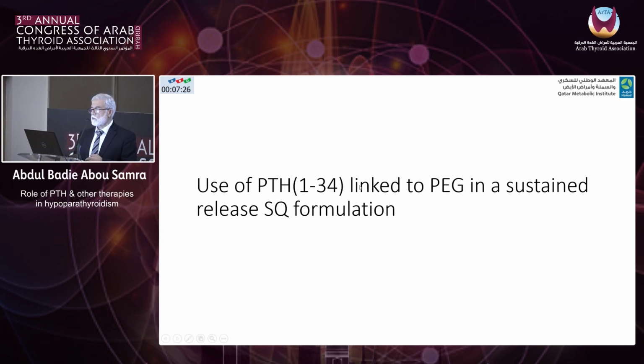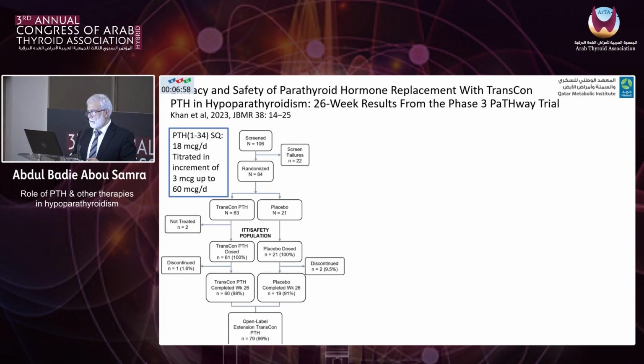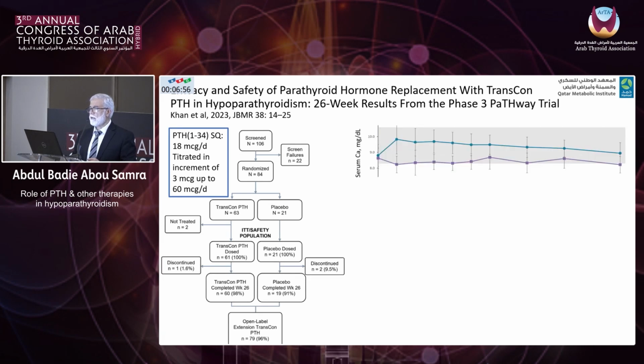So this is PTH 1-34 linked to polyethylene glycol in such a formulation that it releases PTH at normal temperature, 37 degrees, and at a pH of 7.4. At a pH of 4 it is stable, but at pH 7.4 it is released with a half-life of a couple of days. So there are also several trials. I'll talk about the last one.